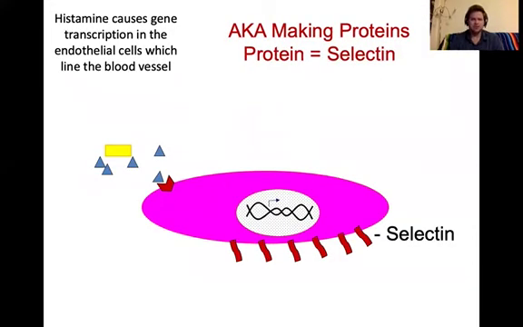And for those of you who don't remember exactly what gene transcription means, it is basically making a protein, right? Genes are responsible for making proteins. So if you cause gene transcription, you cause a protein. The exact protein that the blood vessel cells make in response to histamine binding is a protein called selectin.